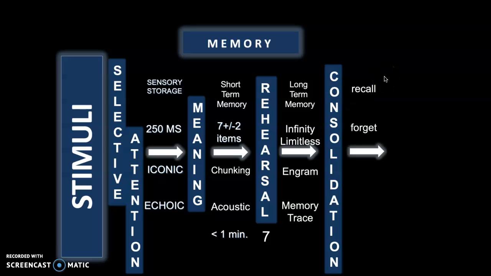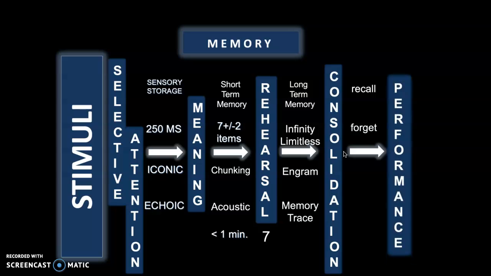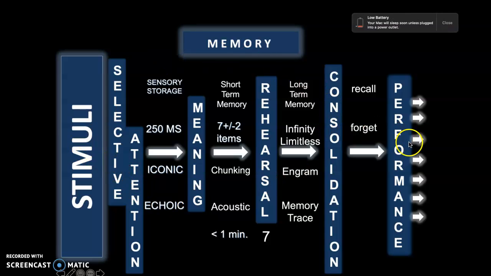And in our case, consolidation takes 15 minutes. If you allow that full 15 minutes to take place, then you will be able to recall that information. If something interferes with this, and so interference is our second explanation for forgetting, then you may forget the information. So that determines your performance. So a stimulus goes through selective attention, sensory storage, meaning, short-term memory, rehearsal, long-term memory, consolidation, and performance. And that is how we take a stimulus and it becomes a memory.